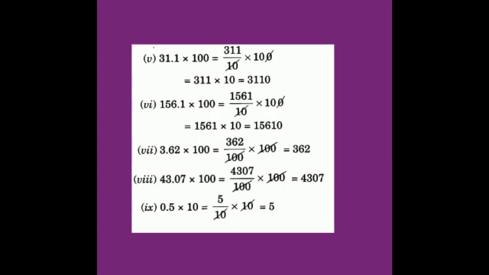Fifth subdivision, 31.1 into 100. 31.1 can be written as 311 divided by 10. That should be multiplied with 100. Since 0 and 0 get cancelled, we get 311 into 10, which is equal to 3110. Otherwise, if we are multiplying 31.1 with 100, we have to shift the decimal point 2 places to the right, so that we get 3110.